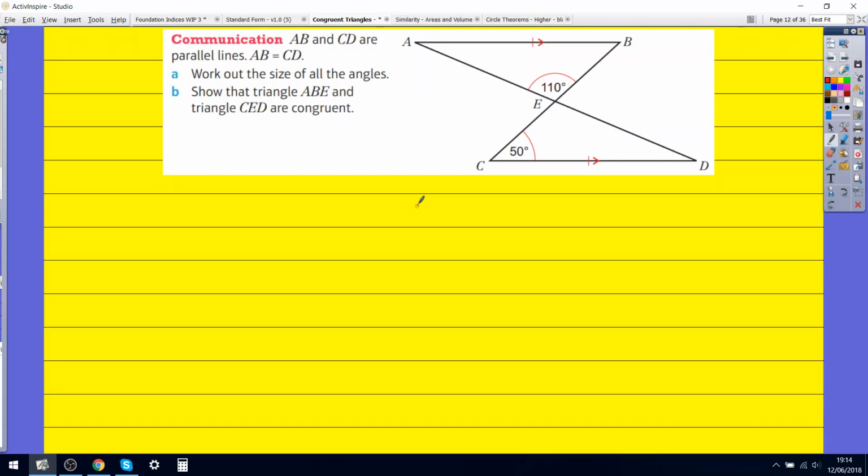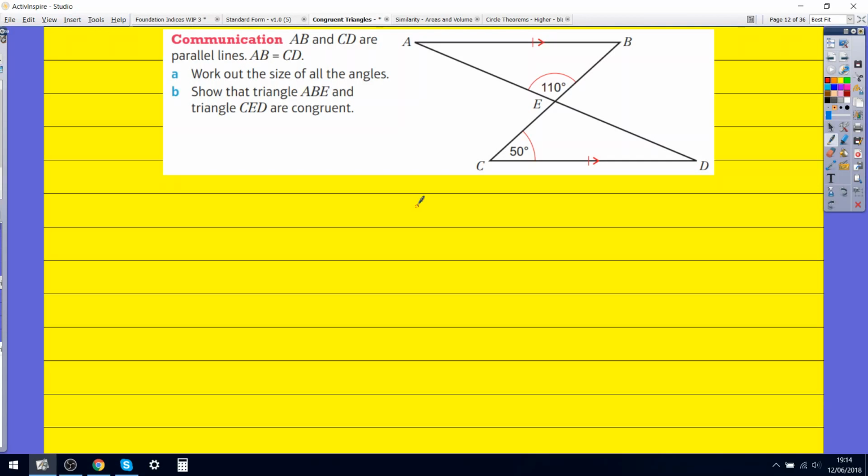those are parallel lines. But what do those lines after? Because there's an arrowhead indicating it's parallel, but there's a line after that. What does that mean? So that just means that those two lines are the same length as each other. Okay, that's okay. So that's 110 degrees. Work out the size of all the angles.